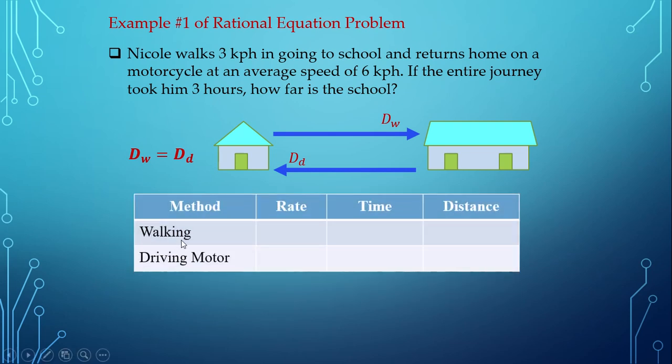Method. So when there are two methods, walking and driving a motor, we have rate, time, distance. While walking, the rate is 3 kilometers per hour. For driving, on the average, 6 kilometers per hour. How about the time?